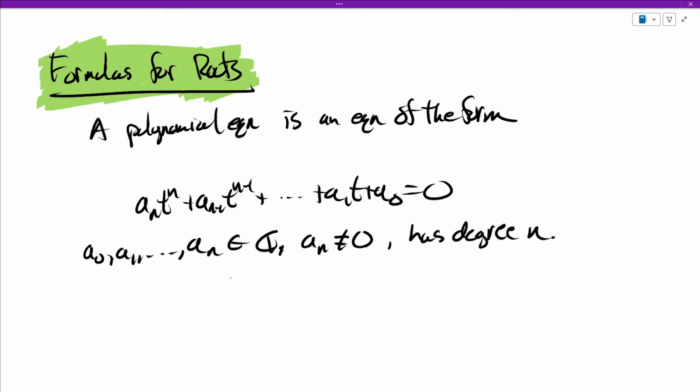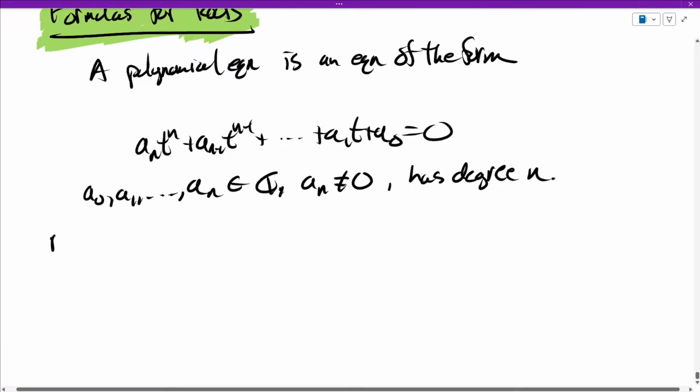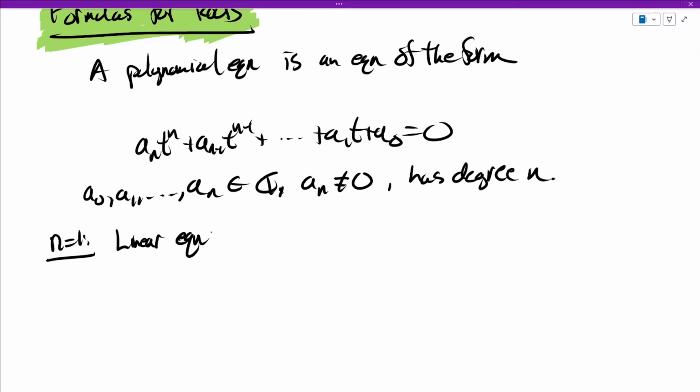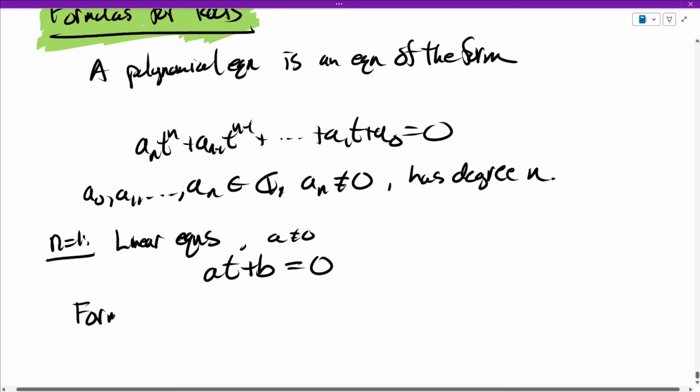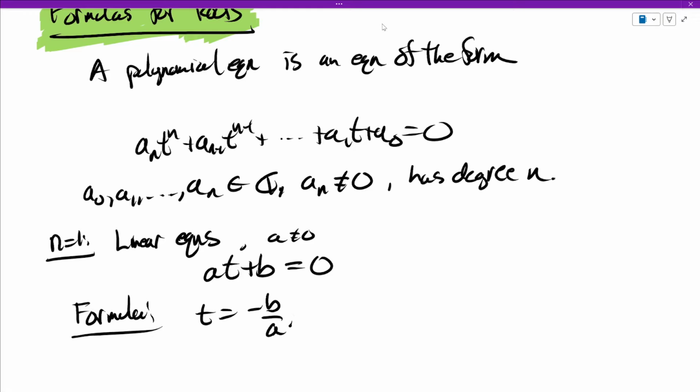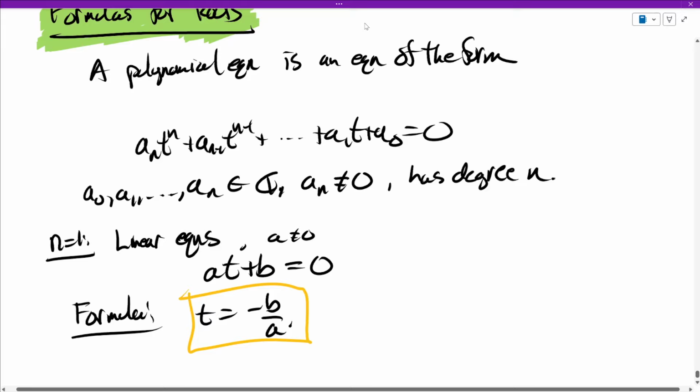So there's, of course, language that we have for when the degree is small. So when n equals 1, these are called linear equations. And they look like, we don't need a subscript for these small degrees, at plus b equals 0, where a is not 0, of course. And since a is not 0, this has a very easy solution. So a formula for the roots, well, the single root, is of course negative b divided by a. So we have a very explicit formula here telling us what the roots are for that equation.